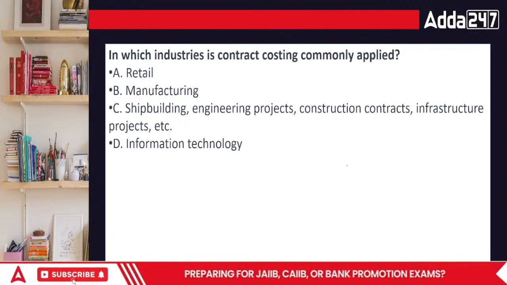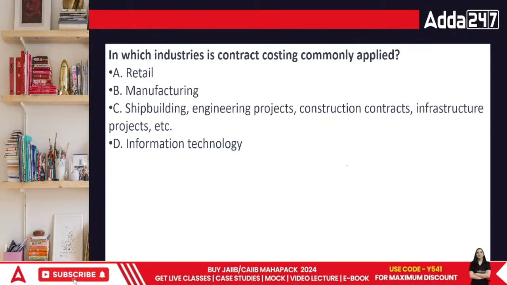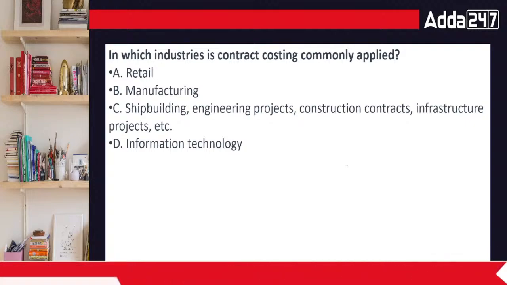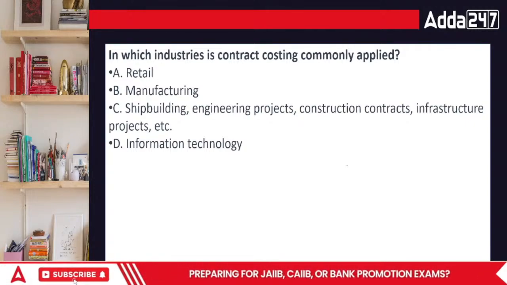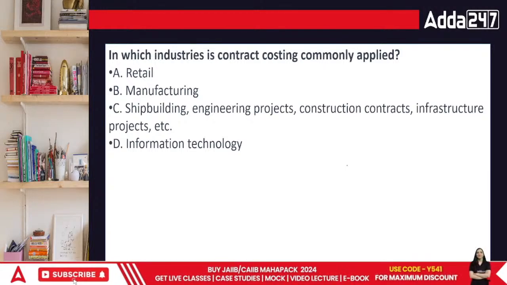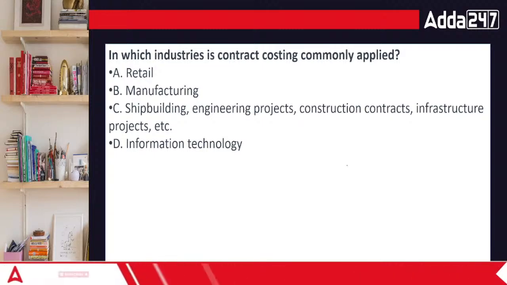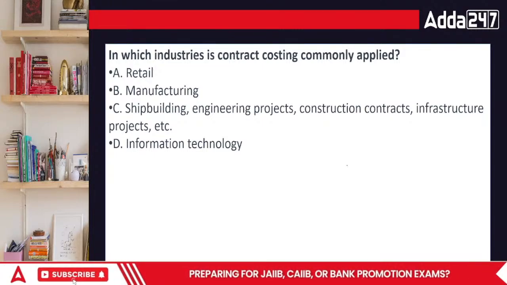What would be the answer, everyone? This is a very interesting question. In terms of contract costing, it is not into the area of retail. It's not there in manufacturing as well. In manufacturing, we have multiple components being produced at one particular point of time, and there are other methods as well which are used. Process costing can be used, then job costing can be used. So contract is not the one in terms of manufacturing.